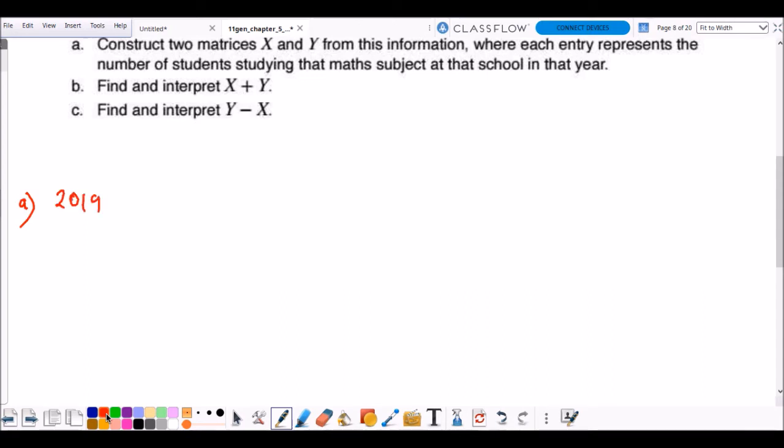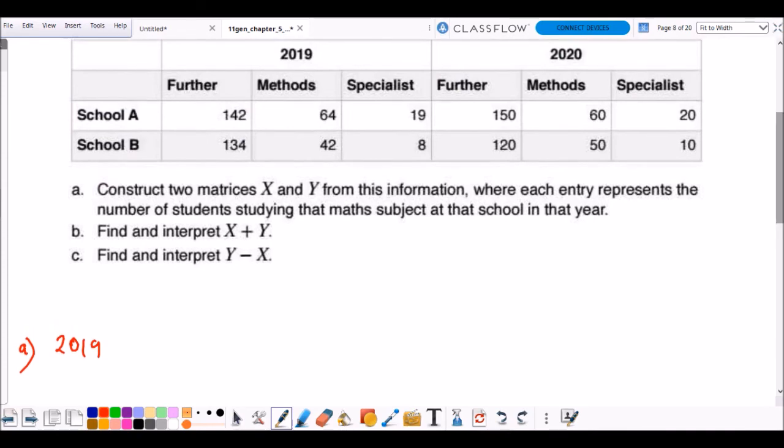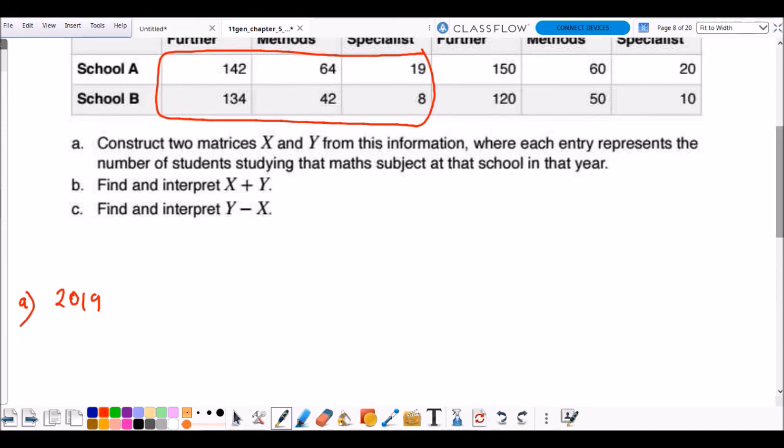If you have a look at the information first, how many rows, how many columns? 2 rows, 3 columns. So this is going to be a 2 by 3. So you've got 142, 64, and 19. And this is 134, 42, and then 8. Okay, so that's that matrix.